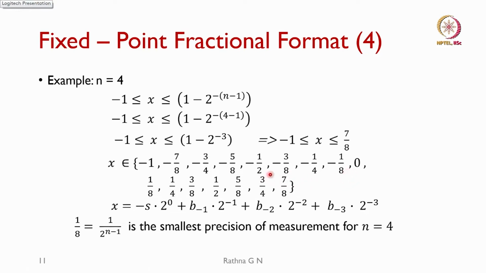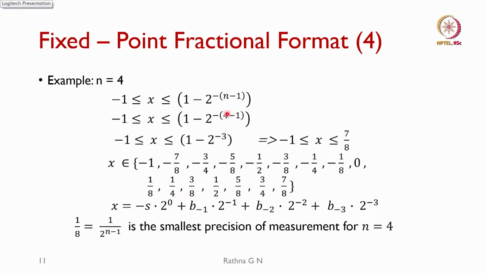So, like this you will be going on representing till 0. And then later on the positive side you will be representing 1 by 8 and so on, the last number being 7 by 8. As you can see, how many values you have represented on the negative side and how many on the positive side: on the negative side it has 2, 4, 6 and 8 values, and on the positive side it will be 7.